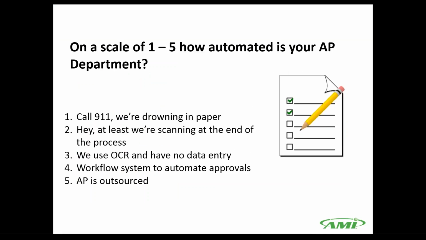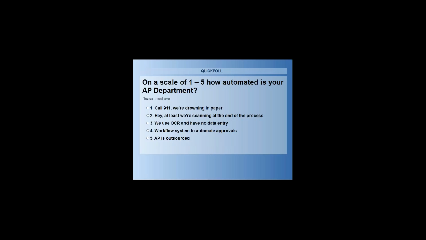Okay, let's start with a quick poll just to get a sense of where our audience is at in their automation journey. Diana, can I ask you to open up the polls? The question is, on a scale of 1 to 5, how automated is your AP department? Number 1, call 911, we're drowning in paper. Number 2, we're just scanning at the end of the process. Number 3, we're automated. We use OCR and don't do any data entry. Number 4, on top of that, we have a workflow with automated approvals. And number 5, we've totally outsourced our whole accounting AP department.